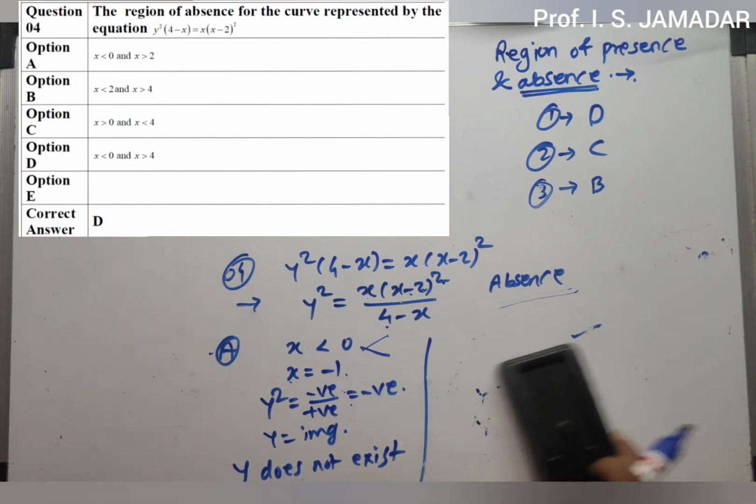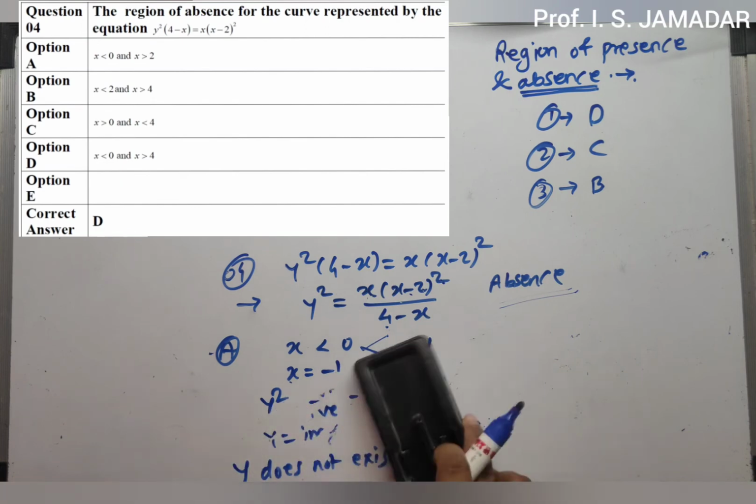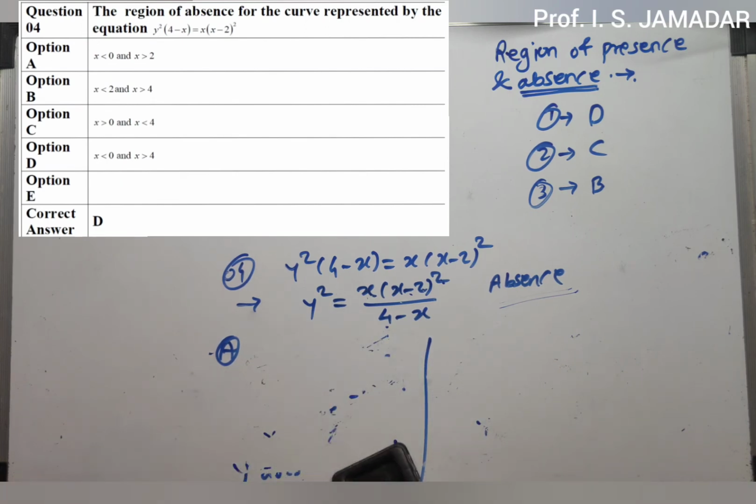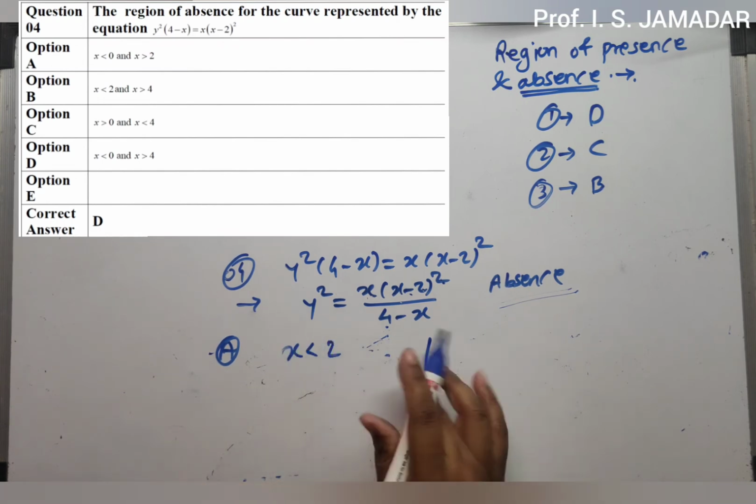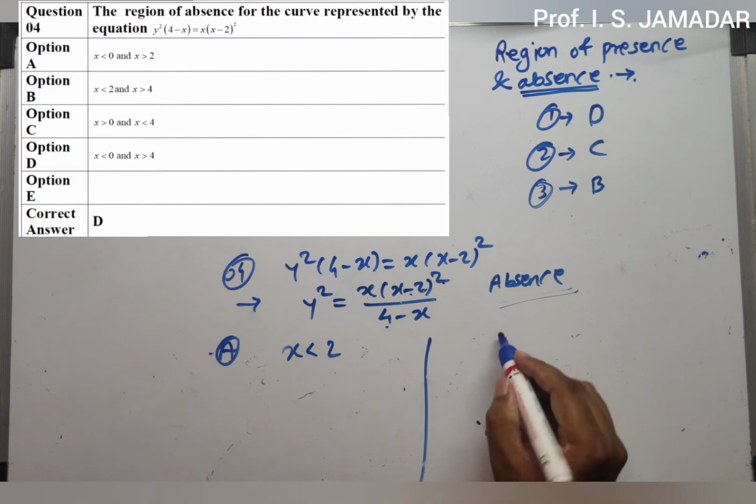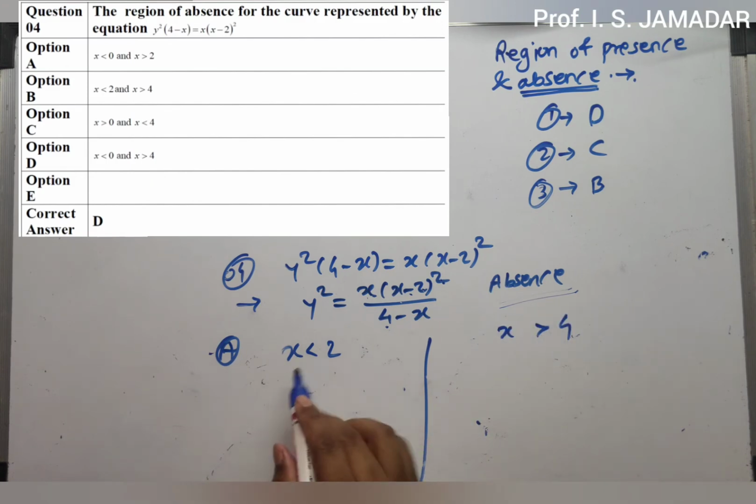Option B is x less than 2 and x greater than 4. So for x less than 2, let us consider x as 1.